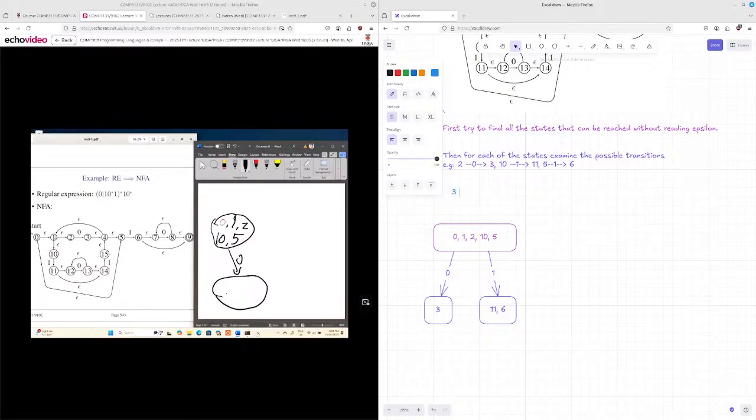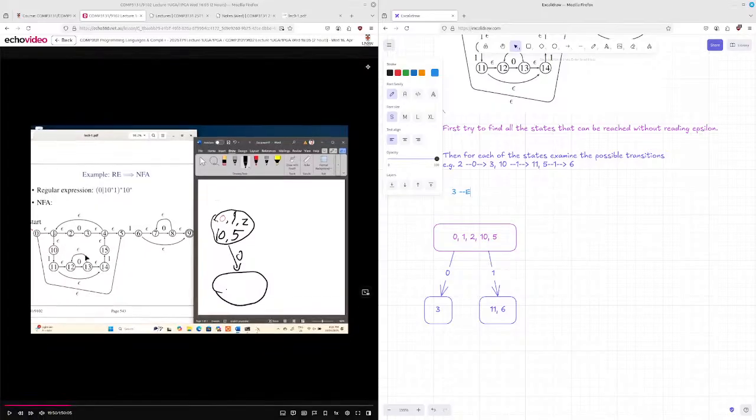So 3, what does 3 go to? Oh, but 3 can go on epsilon. So it can also go to 4. And it can also go to 5.